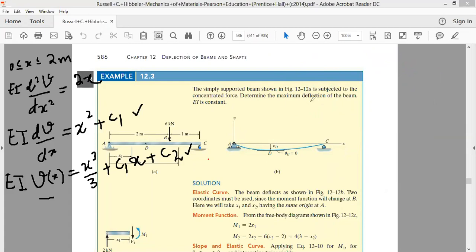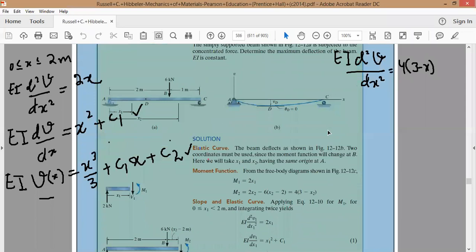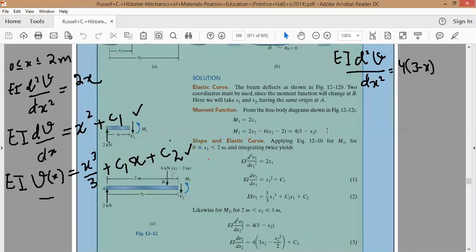The equations of the deflection curve are EI d2 nu by dx2. EI d2 nu by dx2 again is equal to the bending moment equation, which is 4 times 3 minus x. Okay, 4 times 3 minus x, this is in the other region. So let's perform the integration once.